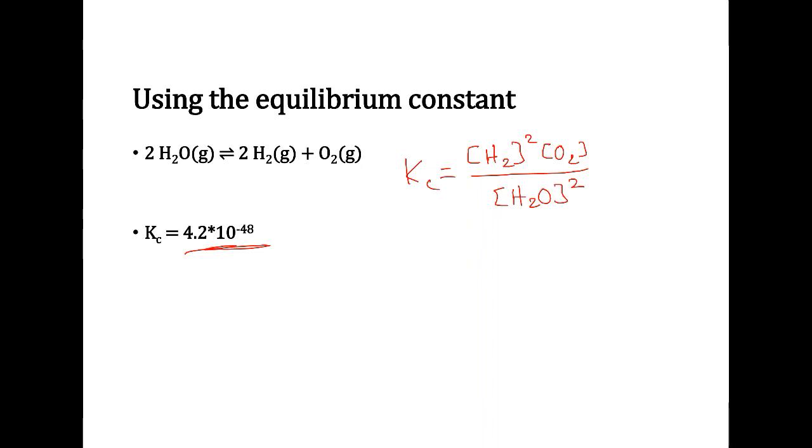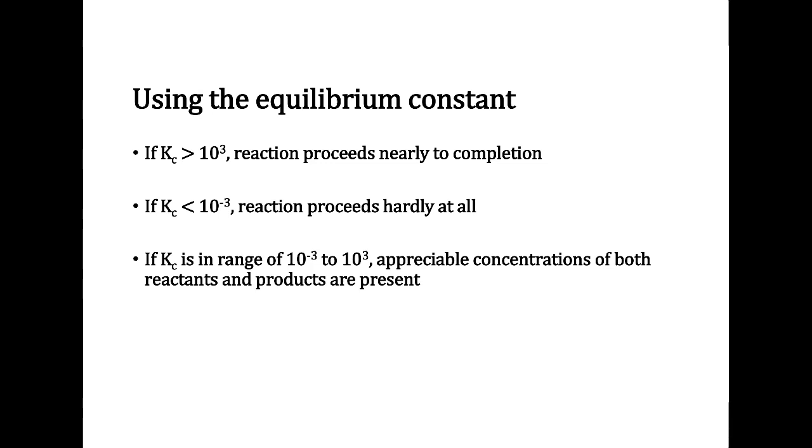But we can use Kc to determine whether a reaction is favored more in the forward direction or in the reverse direction. So what we'll say is if Kc is greater than something on the order of 10 to the third, then the reaction will proceed nearly to completion. So if we have our generic example, A plus B goes on to form D plus E, in this case, if Kc is greater than 10 to the third, this is essentially all products whenever we've reached equilibrium. There's very little of the reactants remaining.